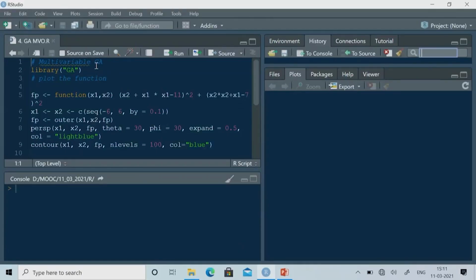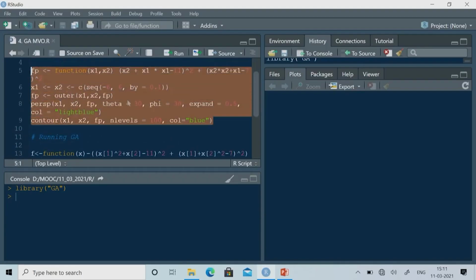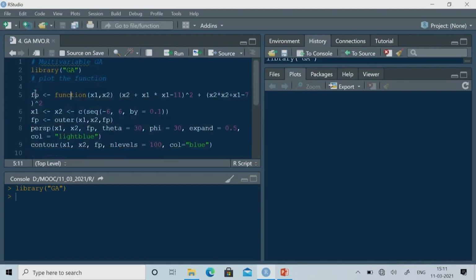Here this is a multivariable function, so I am writing multivariable ZA. You have to include the ZA library, so just include it. First I would like to plot the function, so these few lines are just to plot the function. Here I am writing the function, that is fp, the function to plot, and it is a 2 variable function.